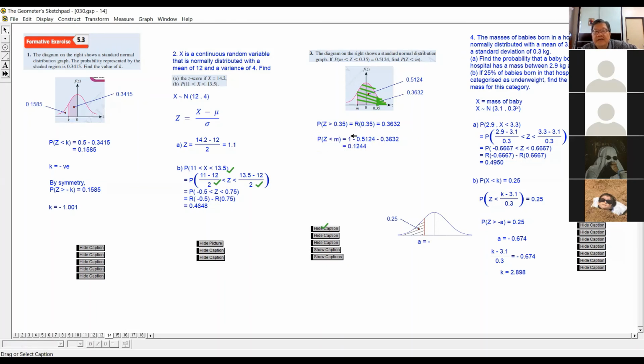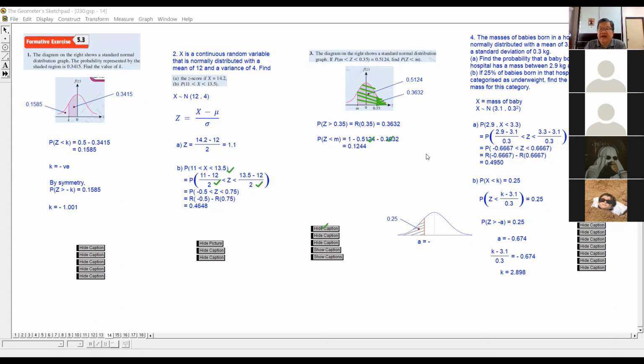Then I try to find this part here. So the probability of z less than m, which is this part here, is equals to 1 minus the probability of these two parts. So I use 1 minus the probability of the first part, which is given, and the probability of the second part here, which I have found. So I use 1 minus the two green part. I have the part that is left behind, this one. The name of this is probability of z less than m, and the value is 0.1244.